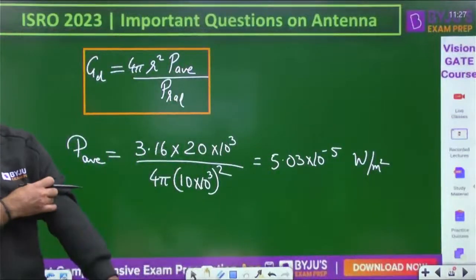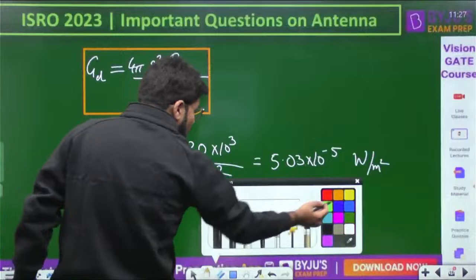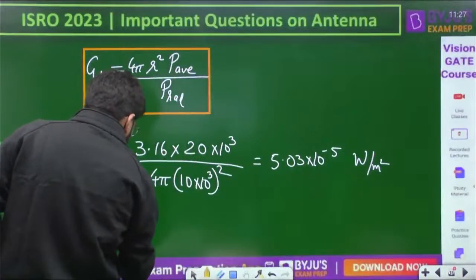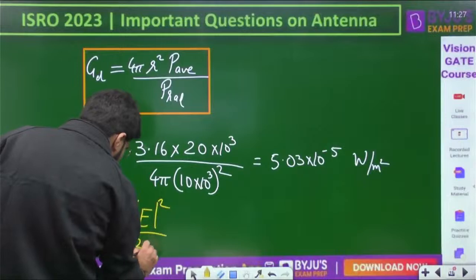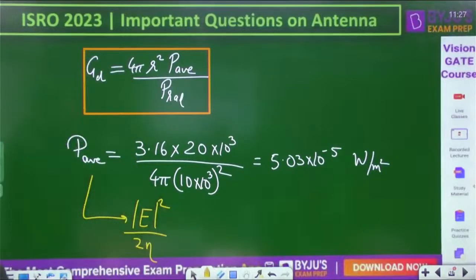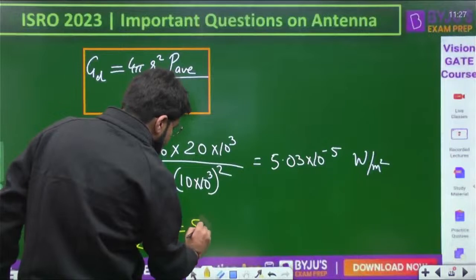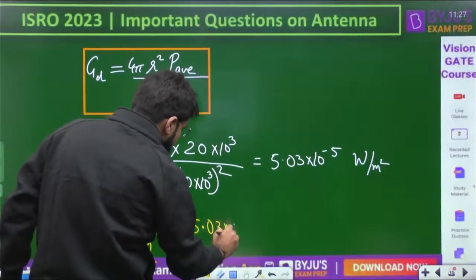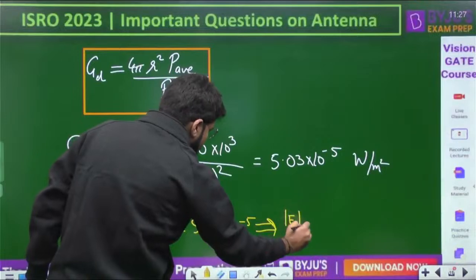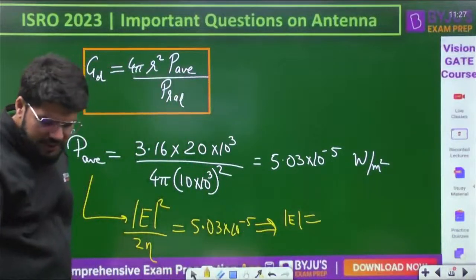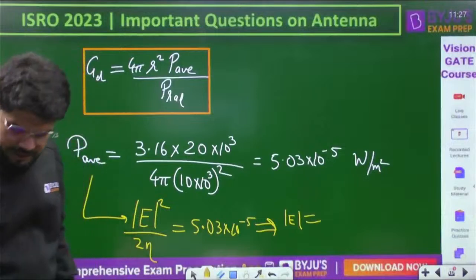Okay. Now they are asking for the field intensity. Now the Poynting vector formula. What is the Poynting vector? Assuming a lossless medium, free space transmission, the P average is mod E square by 2 eta. Mod E square by 2 eta is 5.03 into 10 power minus 5. What is the value of mod E? From here we need the field strength. Eta will be 377 ohm for free space.